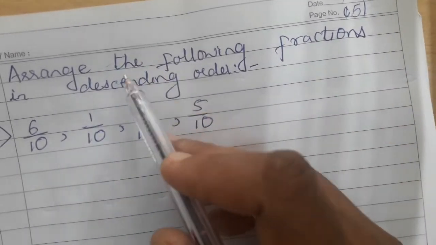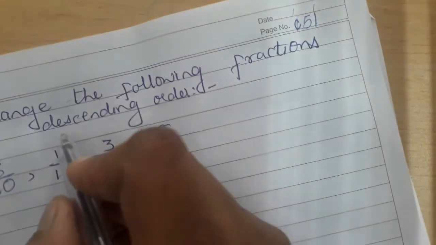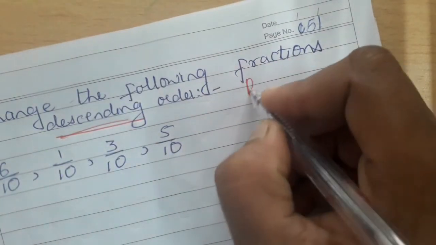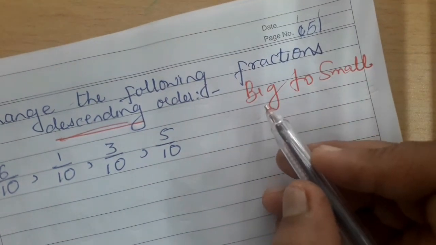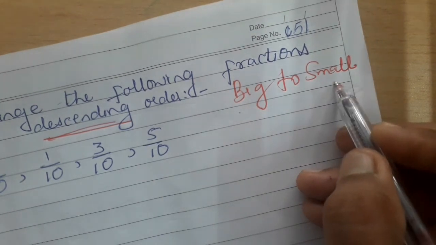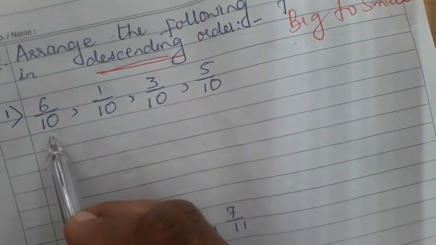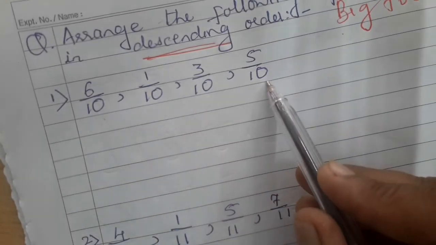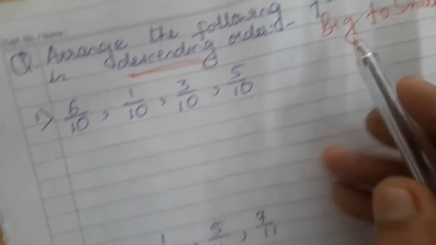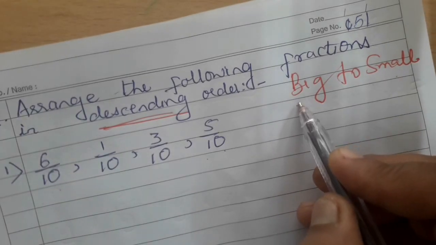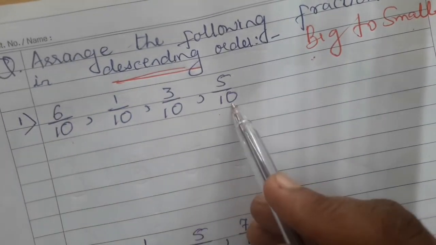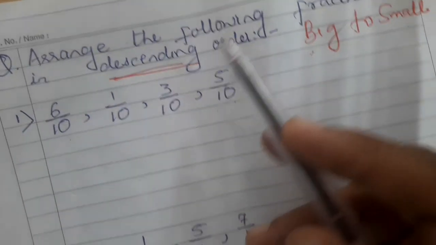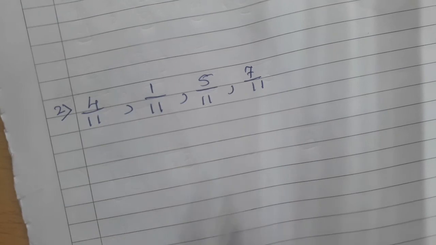Check this question. Arrange the following fractions in descending order. Descending order means big to small. So here you have to arrange the fractions from the bigger to the smaller one. Here also you can see the denominators are equal. So when the denominators are equal, the bigger the numerator is, the bigger the fraction. Just now we have seen, you can very well do it on your own. 6 by 5 biggest, then 5 by 10, 3 by 10, 1 by 10 and so on. Here also you can do it on your own.